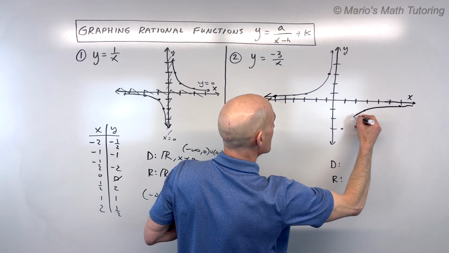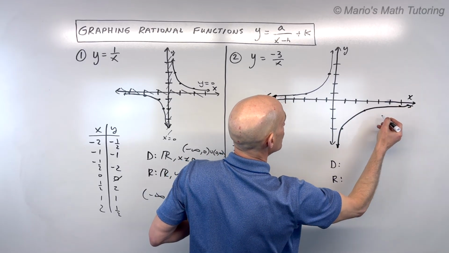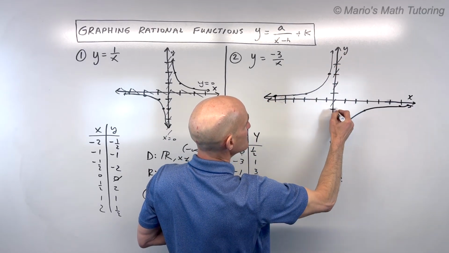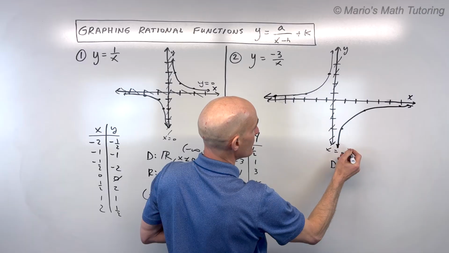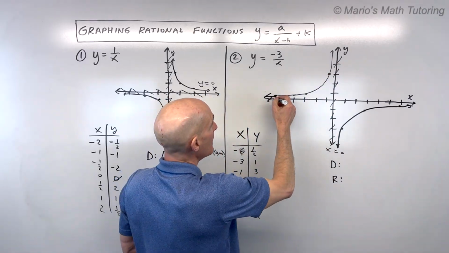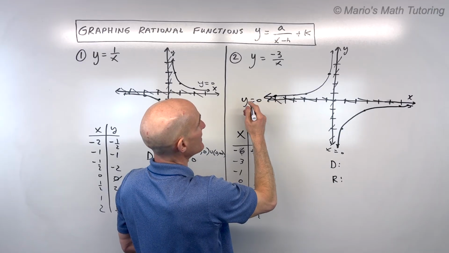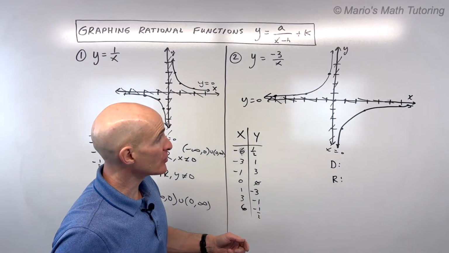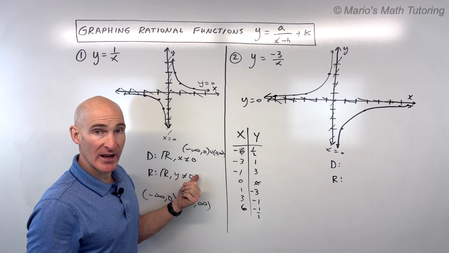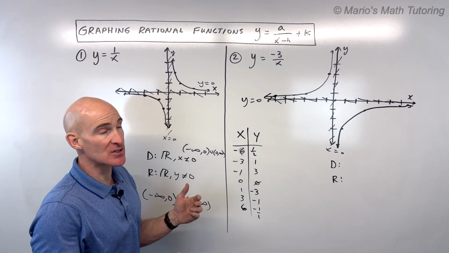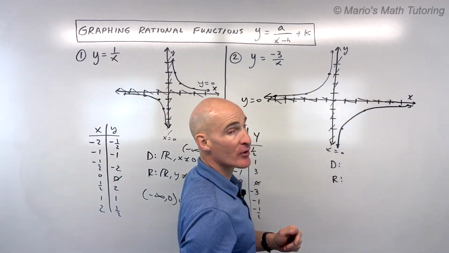There's our other branch, again getting closer and closer to the y-axis, which is the line x equals 0. Remember, vertical lines are x equals lines. And the x-axis, which is a horizontal line, that's a y equals line, y equals 0. Again, our domain and range will be the same as for the parent function because it really hasn't shifted left or right, up or down.